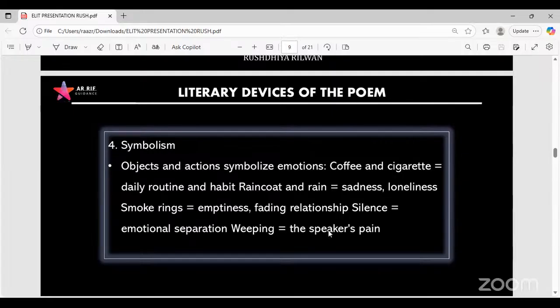So there is also the use of silence as a poetic device. The lines without speaking to me and without looking at me show emotional distance without needing many words. So the poet uses silence as a powerful tool to express sadness, disappointment, and emotional rejection.